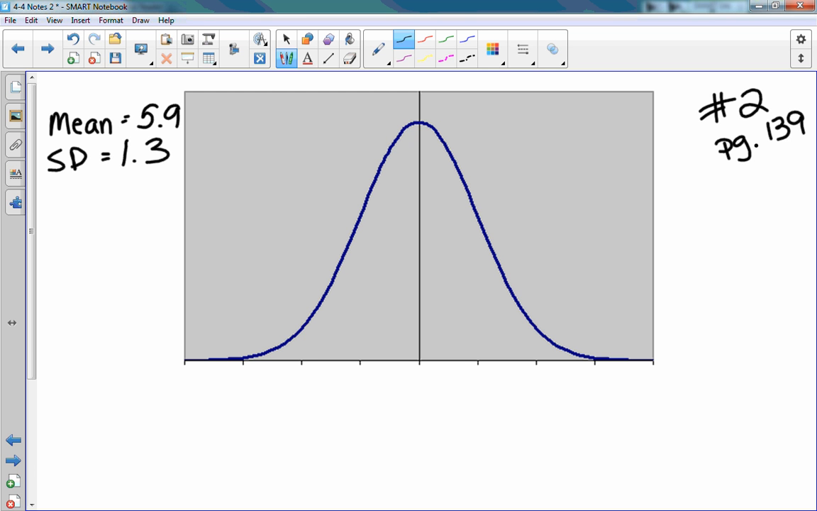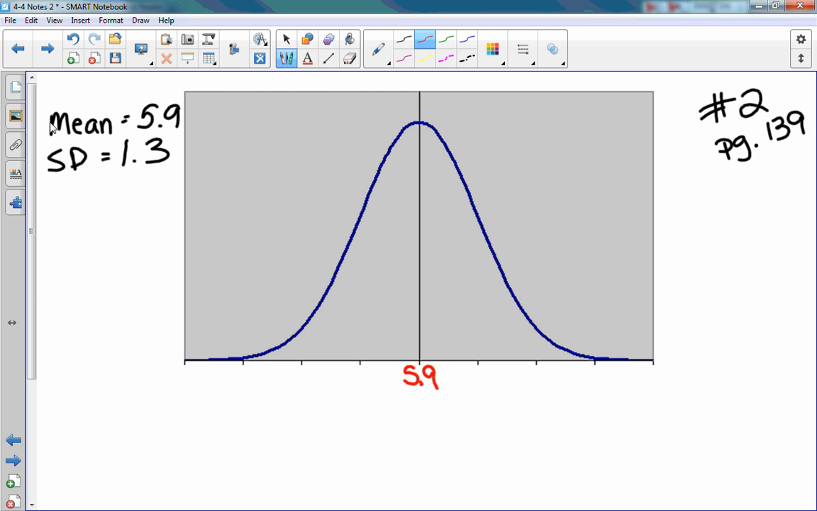So, where does the mean go? In the middle. So right now, for this set of data, for number 2 in your homework, the mean is going to go right here, which is 5.9. And I'm going to put that in red so it matches the normal curve that I drew earlier. 5.9 is going to go in the middle.